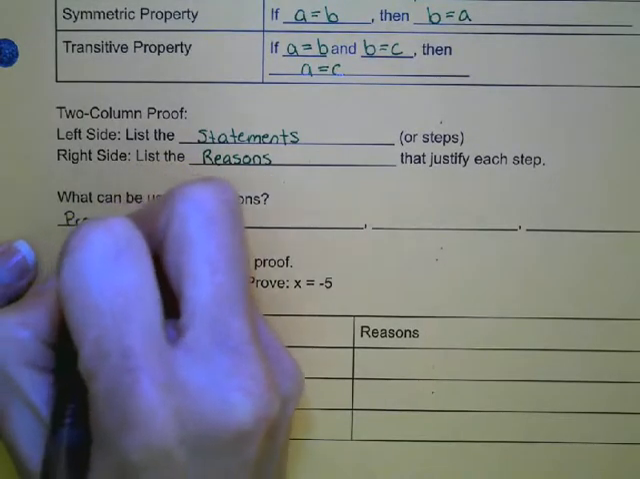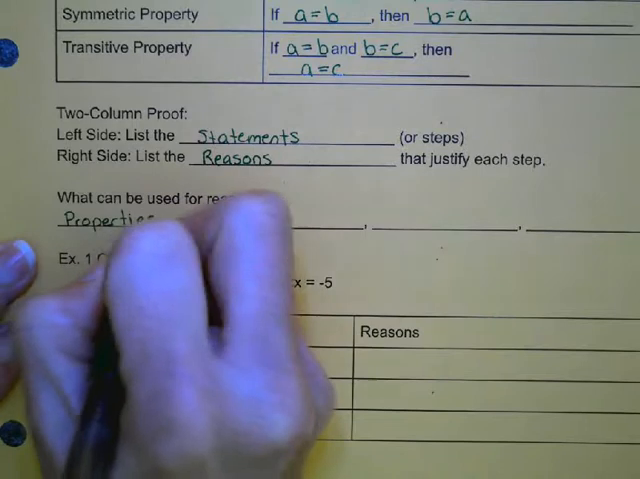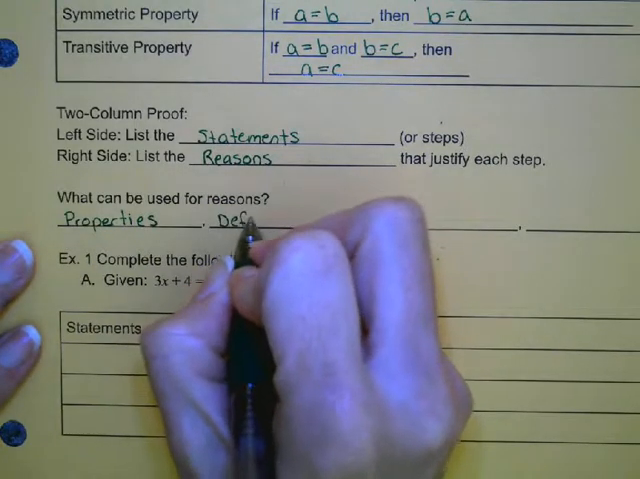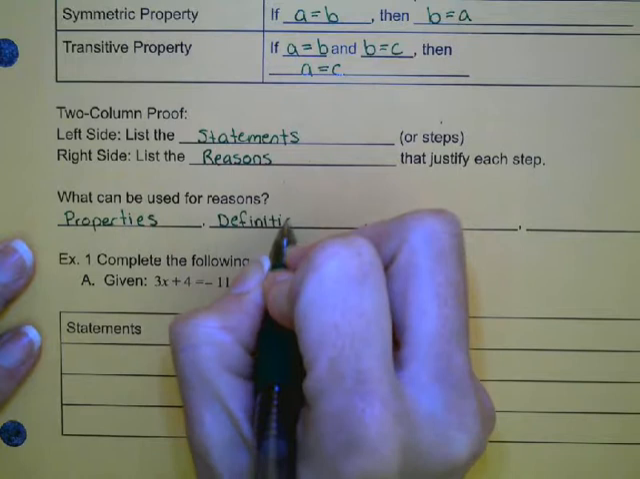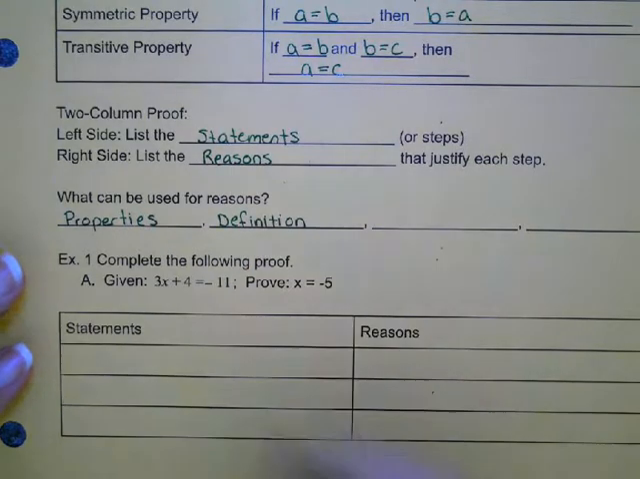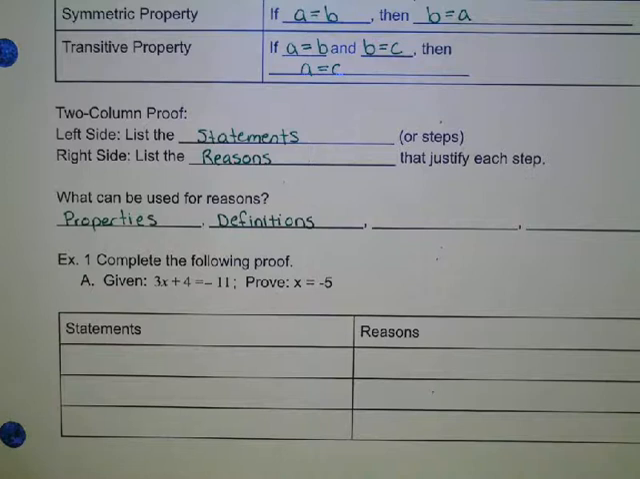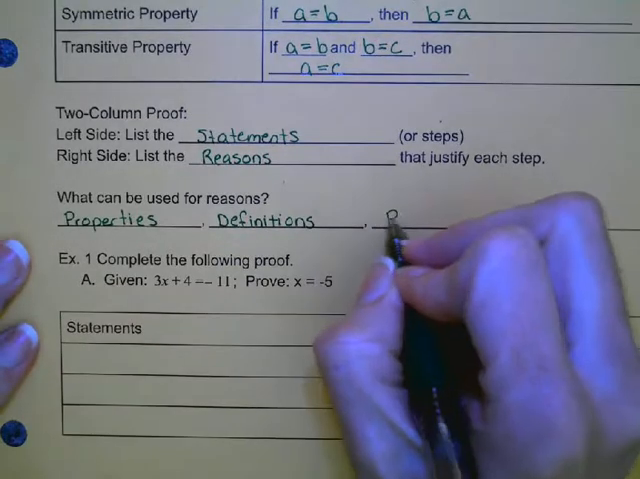So what can be used as reasons? You can have any of the properties listed above. We can use any definition that we've used so far, or any definitions you may know. Definitions could be like the definition of perpendicular lines are equal 90 degrees. You could use the definition of an angle bisector means that two angles are equal. So any definitions that we've had.